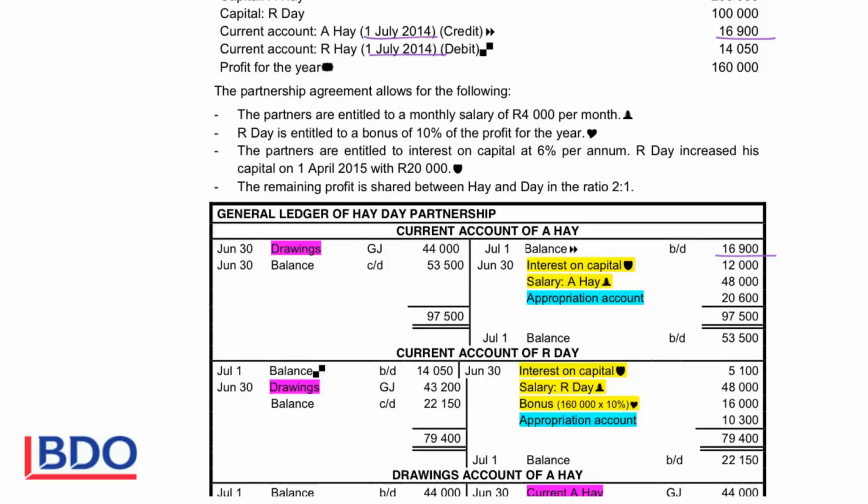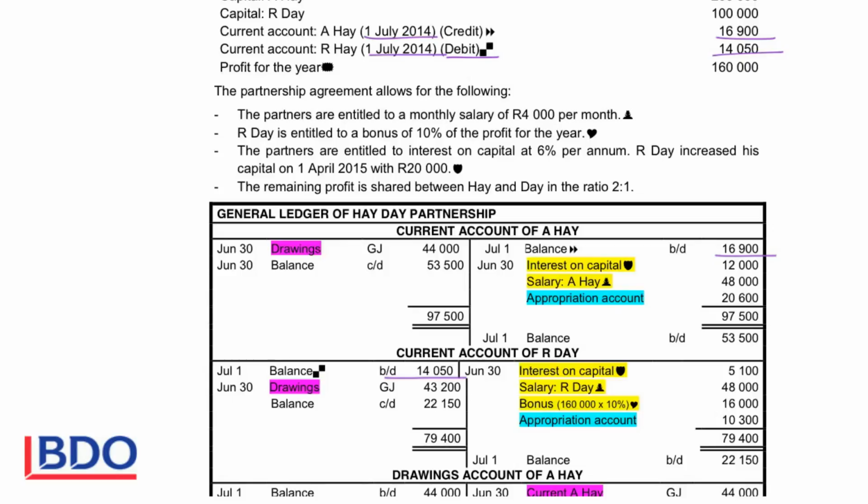The current account of R. Hay has a debit balance of 14,050. So on the debit side, we will record the balance, and the reason why he has a debit balance is because he took too much money at the end of the previous year. So he actually owes the business 14,050.